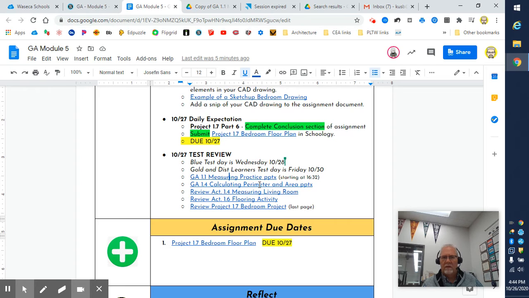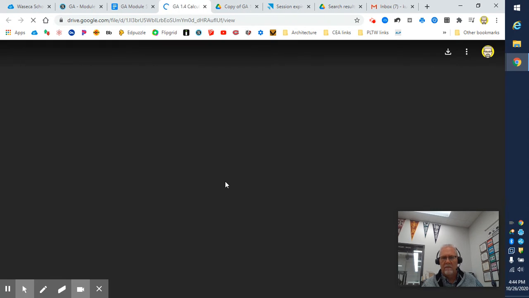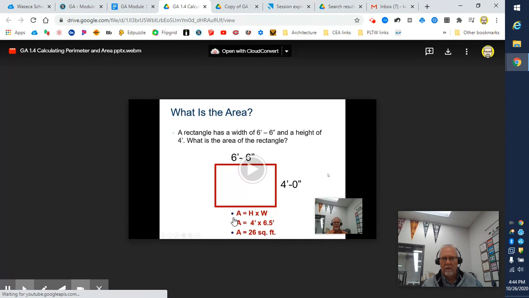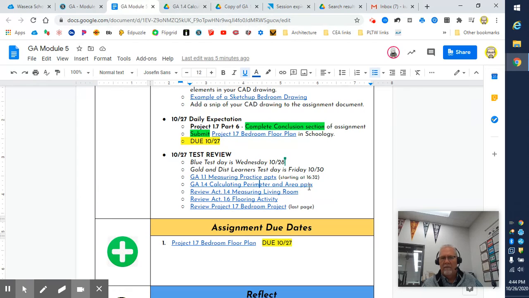The next one you may want to consider is GA 1.4, calculating perimeter and area PowerPoint. If I click into that one, that will hit all of the elements of what is area, what is perimeter, how do we calculate that? In a room like this, 4 foot by 6'6", remember the key thing we have to do is convert this 6'6" to decimal feet. Okay, 6 feet 6 inches becomes 6.5 feet. So converting is a key element to that. So that will be a very helpful one to work on.